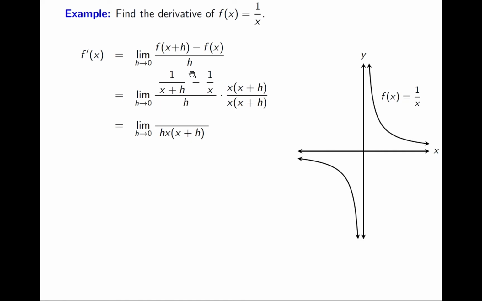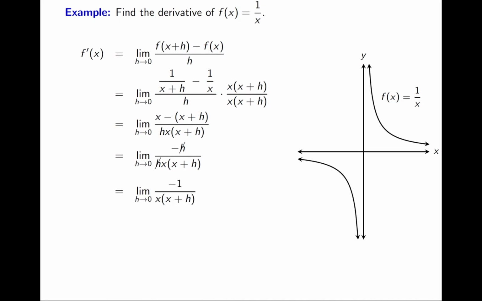And now let's look at what happens when we distribute into the numerator. The x times x plus h times the 1 over x plus h simply becomes an x. And we have a minus. And the x times x plus h multiplied times the 1 over x, the x's cancel, and just gives you minus x plus h. Simplifying this numerator, distributing the negative into the parentheses, the x's cancel, and we get the limit as h approaches 0 of minus h over h times x times x plus h.